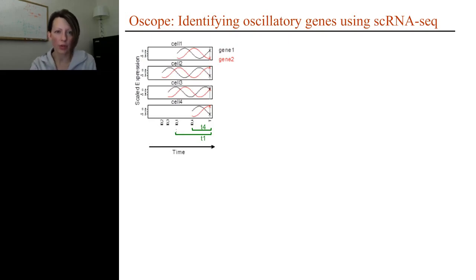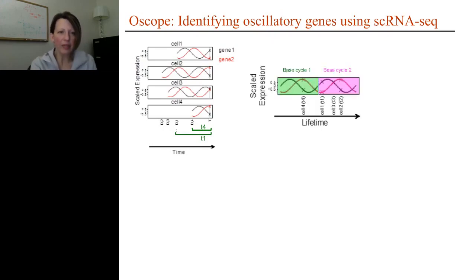So here I'm showing you 4 cells. Again, we're looking at single cell, and I have 2 genes in each cell, and I'm imagining them oscillating. So gene 1 and gene 2 in cell 1, in cell 2, and so on. And these are hypothetical profiles of oscillation. What happens in the single cell RNA-seq experiment is that we collect data at time t, right there. So we don't see these oscillations that I'm showing. I'm just imagining that they're there.